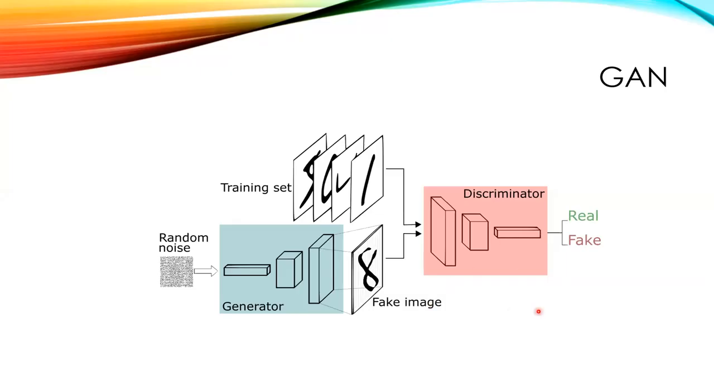So GANs consist of two networks, a generator and a discriminator. The generator generates new data samples that resemble the training data, while the discriminator tries to distinguish between the generated samples and real samples from the training data set. So both are competing to fool each other. If the loss of the generator decreases, the loss for the discriminator increases, and vice versa.